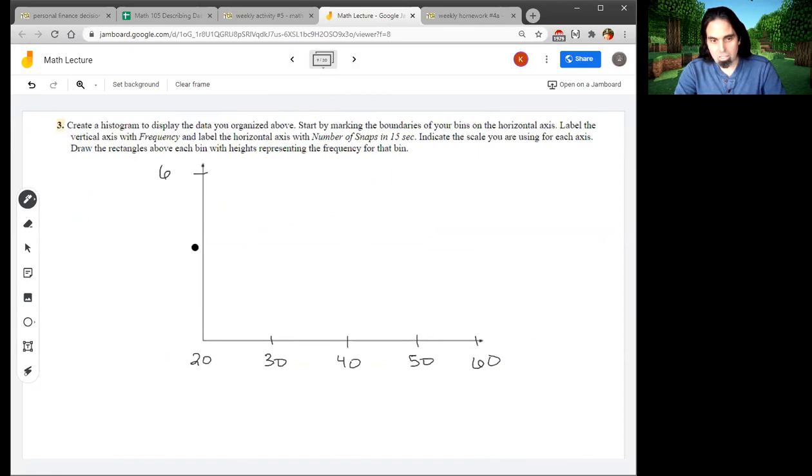So I'll start with 6. Halfway is 3. So there's 4 and 5. And there's 1 and 2. Could I start with 0 here? I could. In this particular case, the fact that no one snapped their fingers 0 times doesn't seem really useful data.